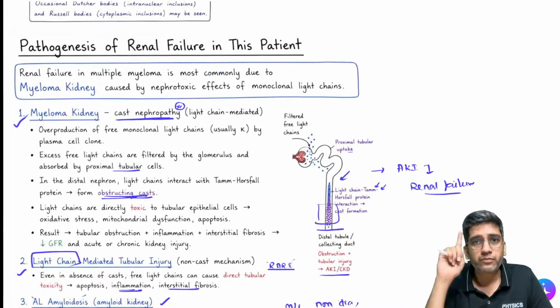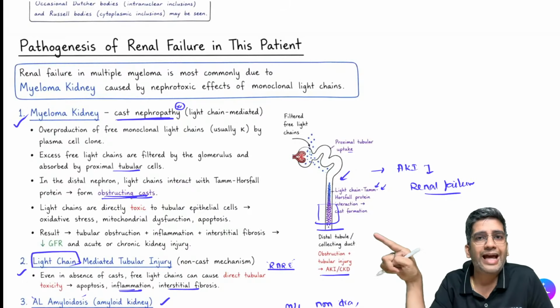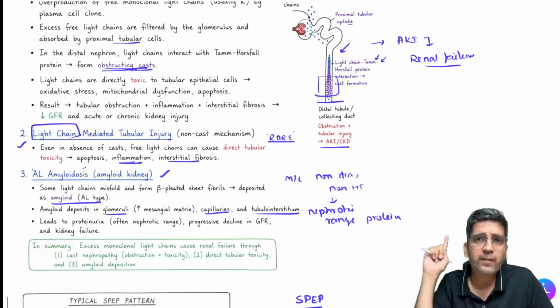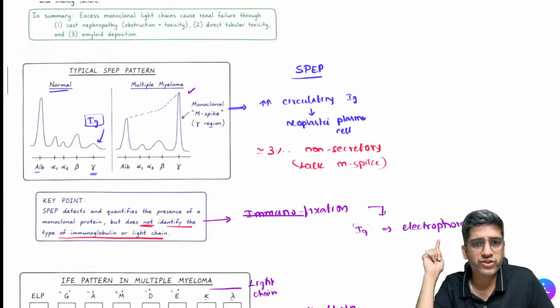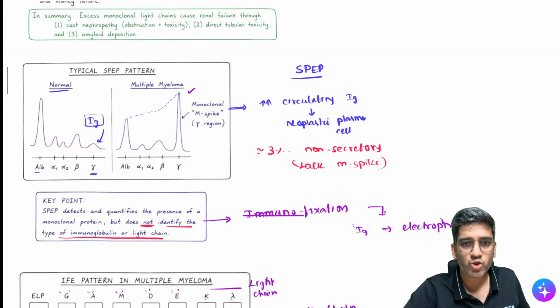Renal failure, light chain is the biggest problem. It can either cause cast nephropathy or it can cause non-cast nephropathy by damaging the interstitium in the tubule, and amyloidosis also can be a problem, right? And then your serum protein electrophoresis. Clear? Will you guys be able to present like this? Yes, no, maybe.